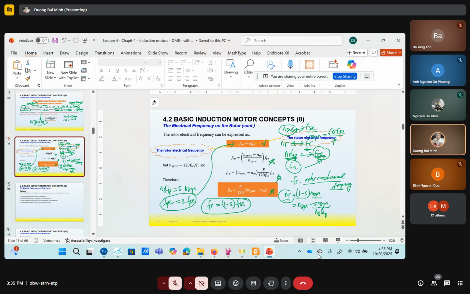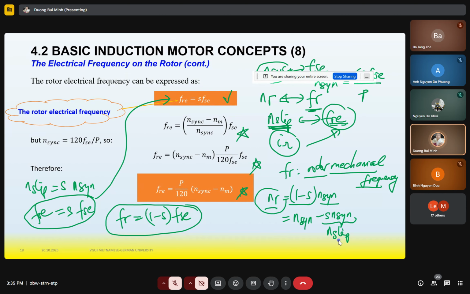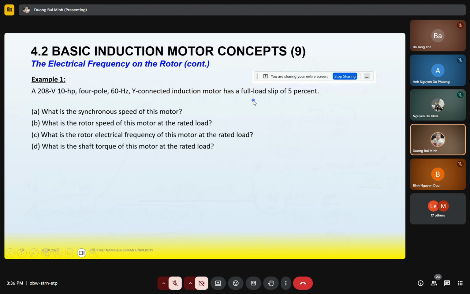Okay, so here I emphasize to use this one is the rotor electrical frequency, and here is the stator electrical frequency. And what's the S? Yeah, we know S, the slip. Okay, so example.